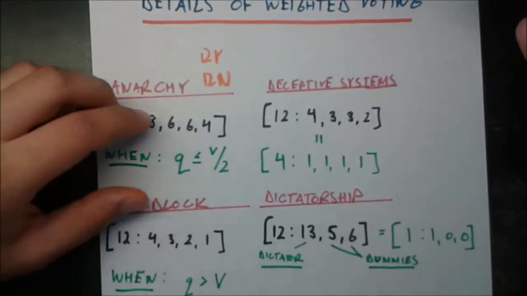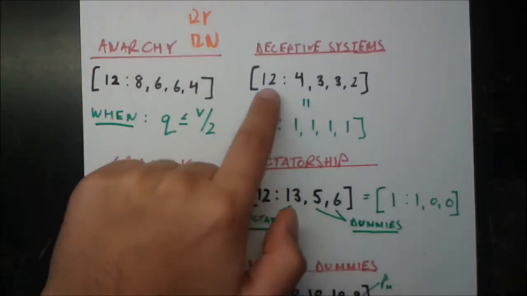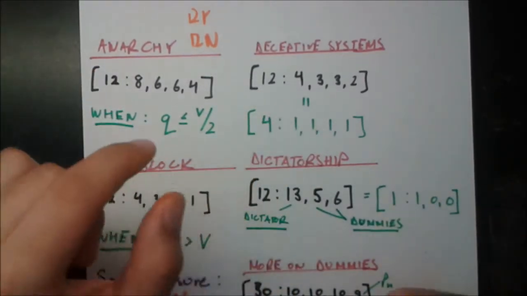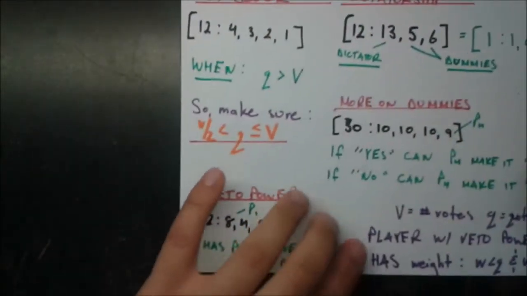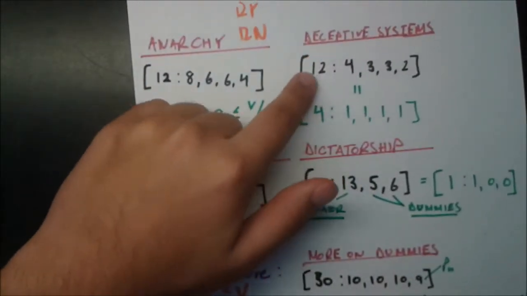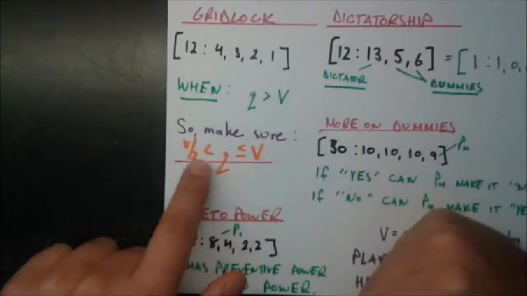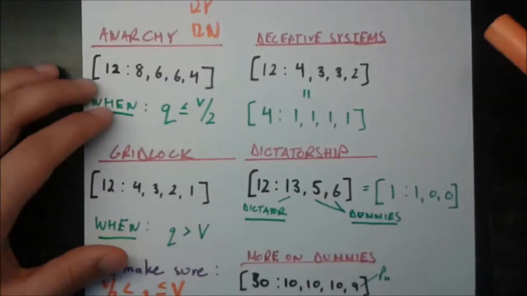So now let's talk about a few more things. There's such things as deceptive systems. This weighted voting system is fair. Let's make sure it's fair. What's the total number of votes? 4, 5, 6, 7, 8, 9, 10, 11, 12. Okay? Is 12 less than or equal to 12? Because 12 is the quota, and it's true. So since Q lies in this range, then we're good. This is a fine weighted voting system.